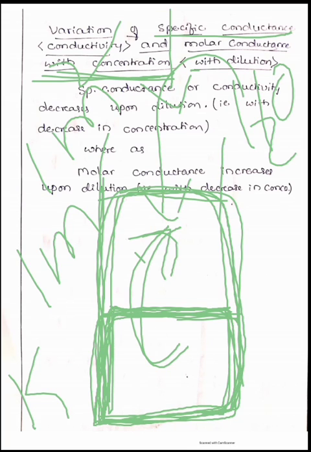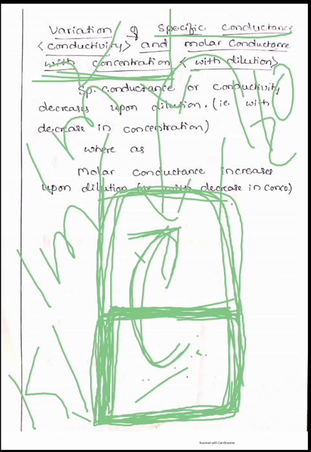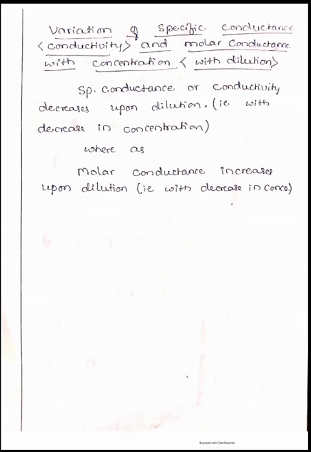Because of the increase in volume, the particles get distributed and in this specified area the number of particles gets reduced. Because of the decrease in the number of particles, the specific conductance in this area also gets reduced. So that means upon dilution, the concentration of the solution gets reduced so the specific conductance also gets reduced. That is the effect of concentration on specific conductance.